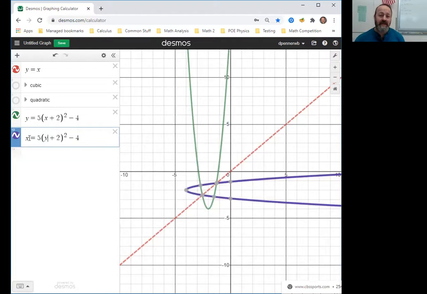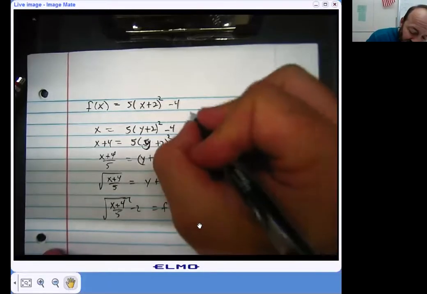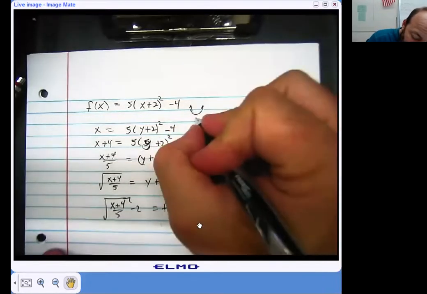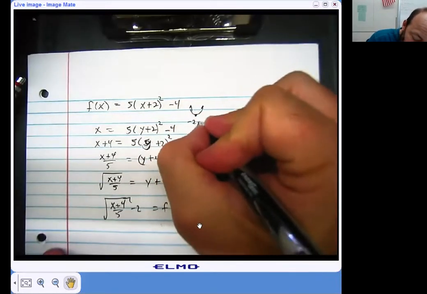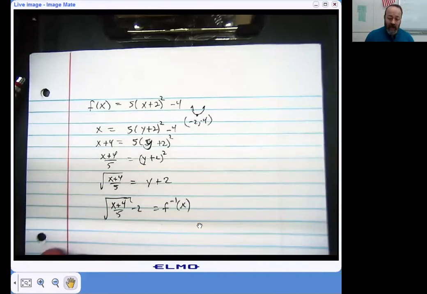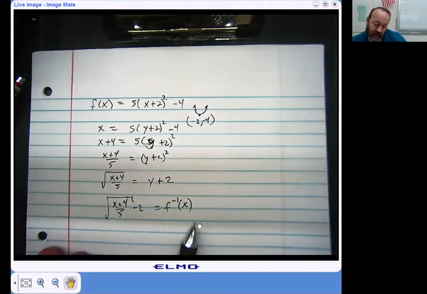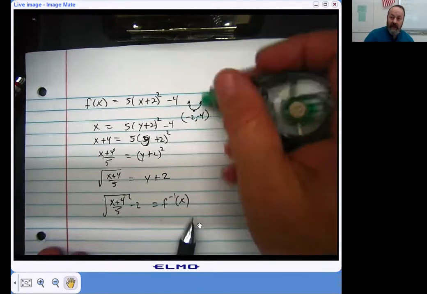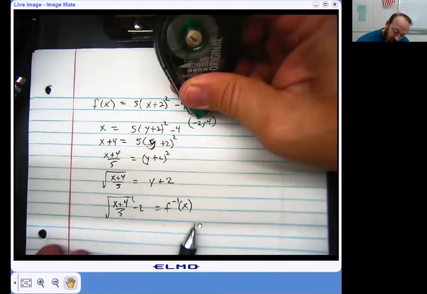and that is that you cannot take an inverse of a function that is not 1-to-1. And this function is definitely not 1-to-1. So before we proceed with that problem, let's go ahead and fix that. So back to our work. I know that the vertex of this problem right here is at -2, -4. So if I want to make this graph 1-to-1, I need to ensure that it passes both the vertical line test and the horizontal line test.